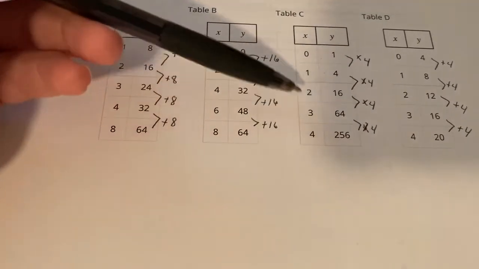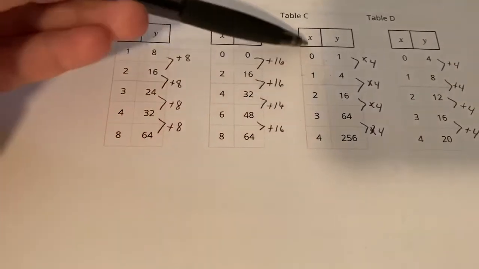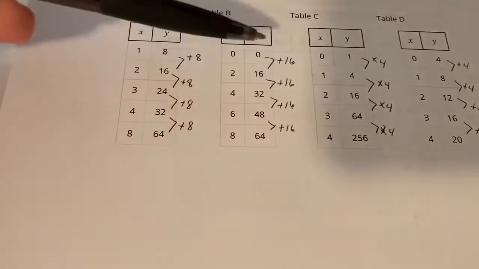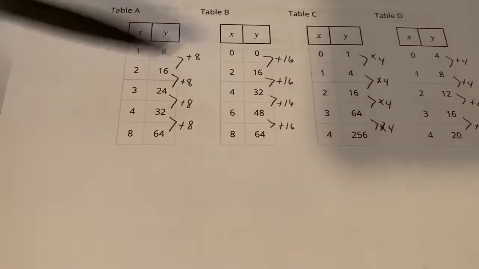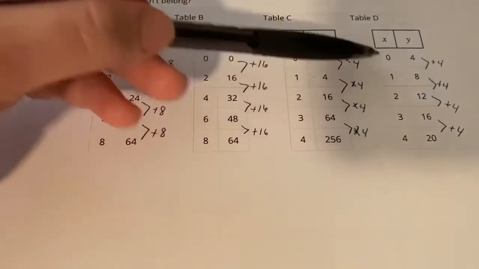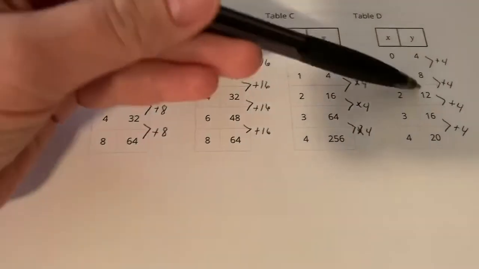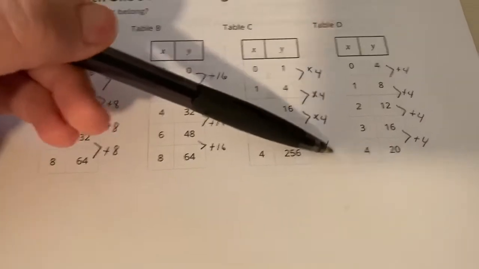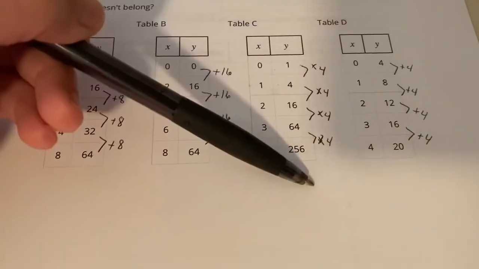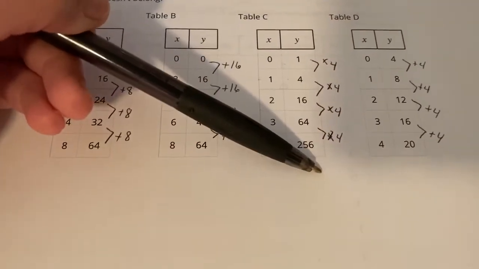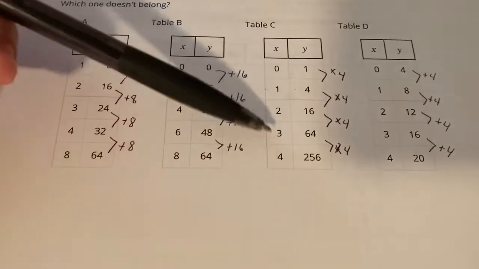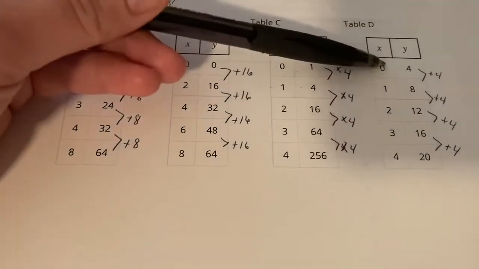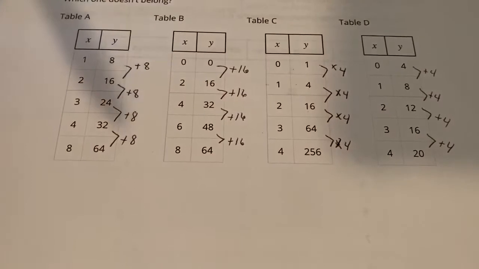So this one is the only table that's not growing linearly. These have a linear pattern because they're growing by a common sum. We're adding the same number each time. This one is by a common factor. We're multiplying by the same number each time. So this one is growing exponentially, and these are growing linearly.